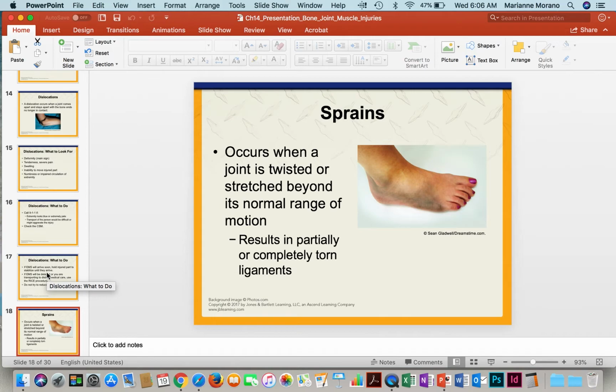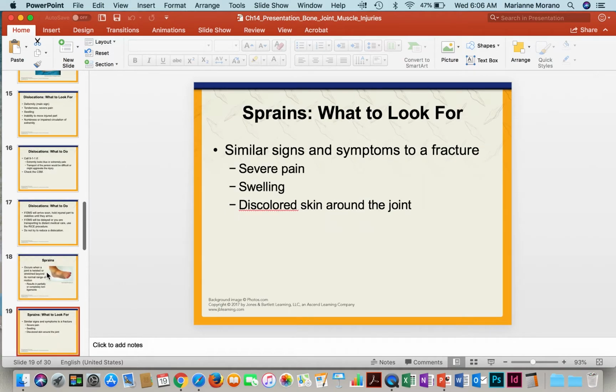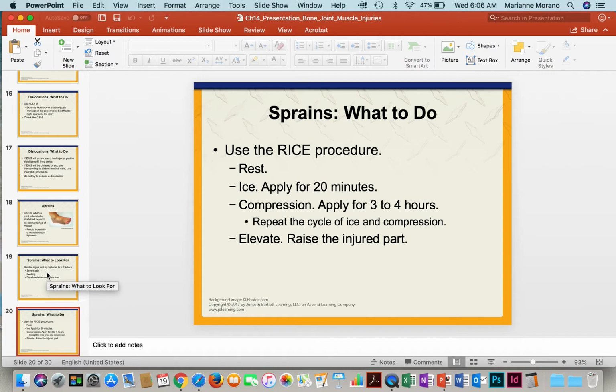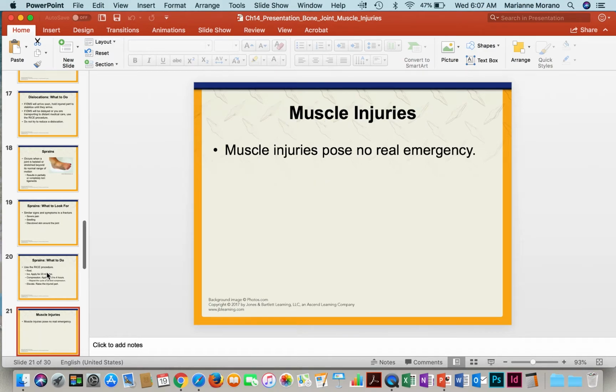Sprains occur if a joint is twisted or stretched beyond its normal range of motion, and you usually have partly or completely torn ligaments. Similar signs and symptoms to a fracture: severe pain, swelling, and discolored skin around the joint. Use the RICE method or procedure. R for rest. Ice is I, apply for 20 minutes. C is compression, apply for 3 to 4 hours, and repeat the cycle of ice and compression. E stands for elevate, raise the injured part.